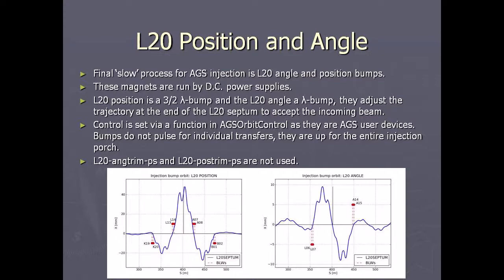So this bump, we can scale it, we can make it go the other way. But in principle, the angle is pretty much always 0 at the peak of the bump, which we hope is near L20. The angle bump, again, backleg windings slightly differently configured, is a 1 lambda bump, and so there, we pass through 0-ish near the L20 septum, but we have control over this angle, right? As I change the amplitude of this bump, the angle changes, right? So we can accept beam from the BTA over some range of position and angle.